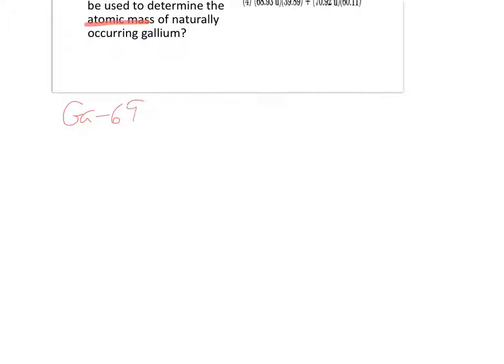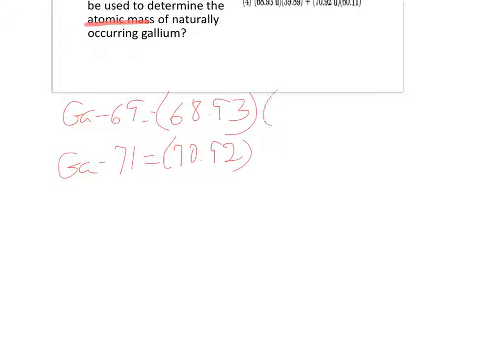Gallium-69 has an atomic mass of 68.93, and gallium-71 has an atomic mass of 70.92. Now, how much of the gallium-69 do we have? Well, we have 60.11%, but we don't write it as a percentage. We want to convert it to decimal. And how much of the gallium-71 do we have? Well, we have 39.89%. So again, we're going to write that as a decimal.